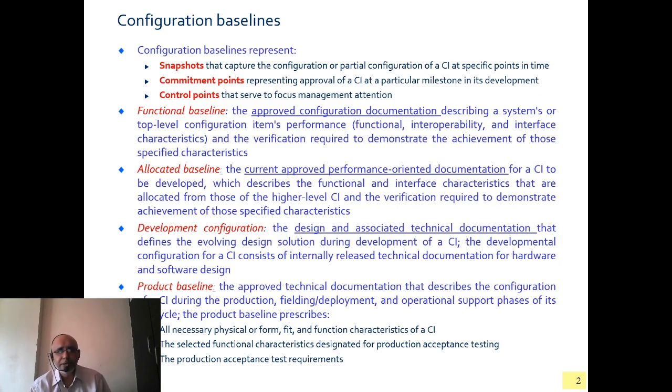Functional baseline, an allocated baseline, and development configuration and product baseline. These four categories, they suggest about the configurations and its labels. For functional baseline, we take into account the approved configuration documentation that the system's top level configuration item has, that is its performance. Allocated means the current approved, it's already been approved, okay, current, but the latest version for performance oriented documentation. Okay, so higher level CIs are being picked up.